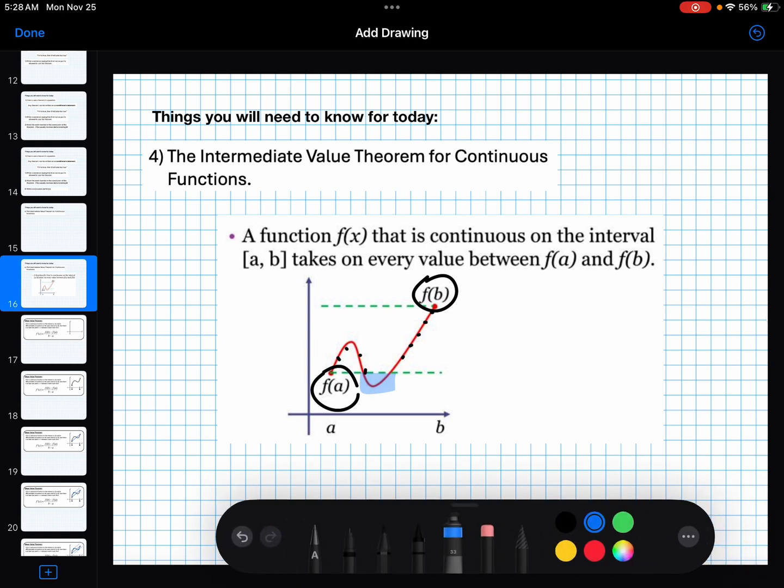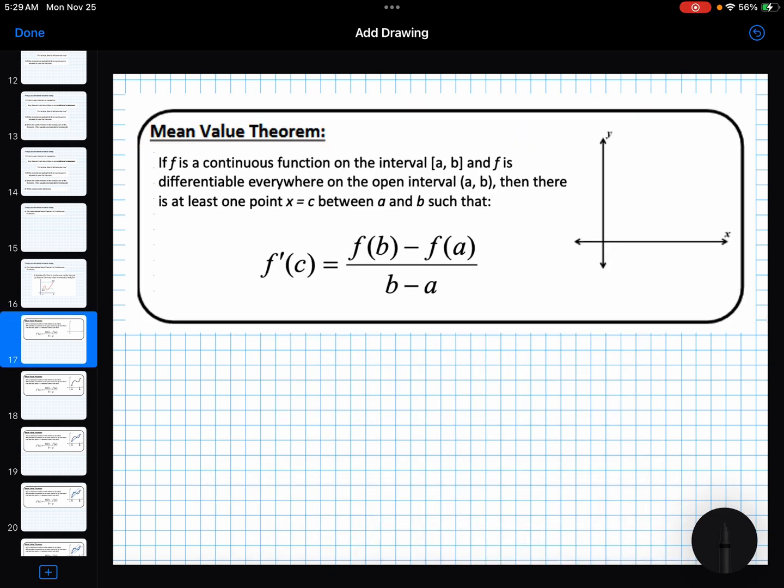Right? Every theorem can be written or rewritten as a conditional statement. So on your worksheet packet for today, here's the mean value theorem. I've written the whole thing out for you. The only thing that I'd like you guys to add is a little graph on the side there. So let me just show you what I've done first.